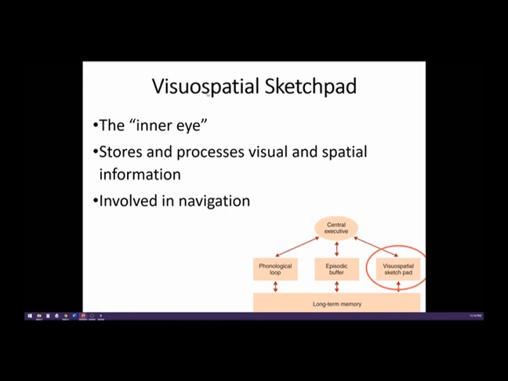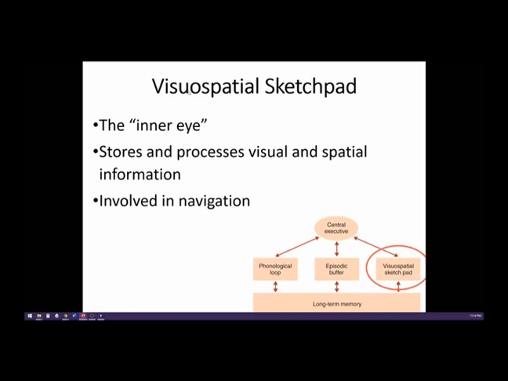So next we're moving on to that Visuospatial Sketchpad over here. It's going to talk to and receive information from our central executive, but it can also pass information back and forth between long-term memory, stuff that we've stored away, things that we know in our brains. And our Visuospatial Sketchpad is our inner eye.